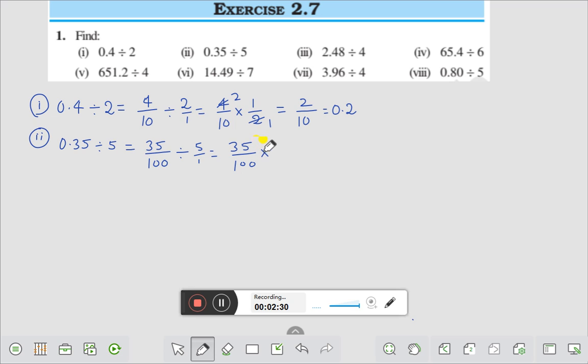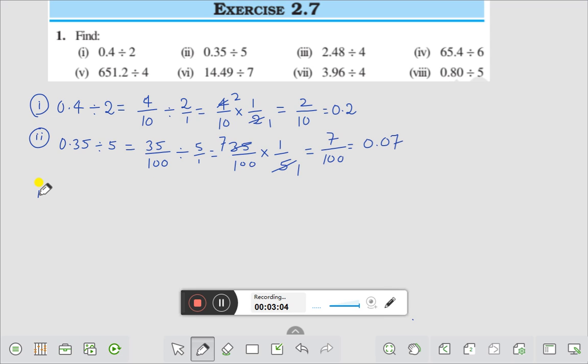Multiply by the reciprocal of 5, that is 1 by 5, or you can cut it, 5 1 is 5, 5 7 is 35. Therefore we are getting 7 into 1, that is 7, and 100 into 1, that is 100. Now you have to shift the point 2 places to the left side, 1 2, that is 0.07.